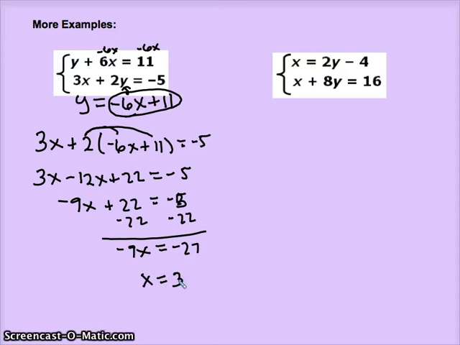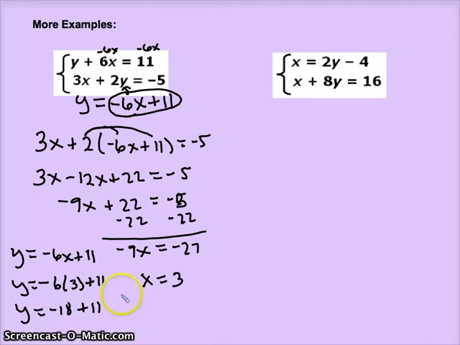Phew! Alright, now it's time to find y. I'll plug it back into the equation here. So if y equals negative 6x plus 11, then y equals negative 6 times 3 plus 11. y equals negative 18 plus 11. So y equals negative 7. My final answer is the ordered pair 3, negative 7.